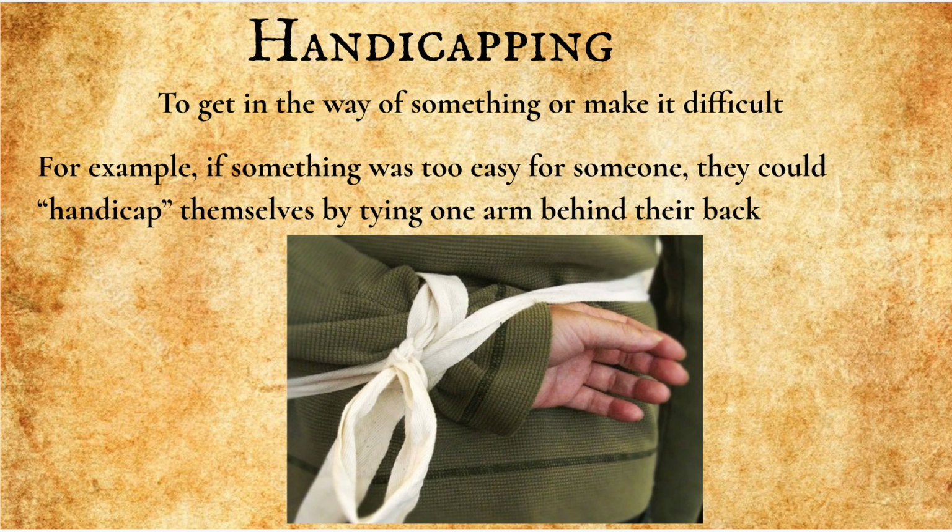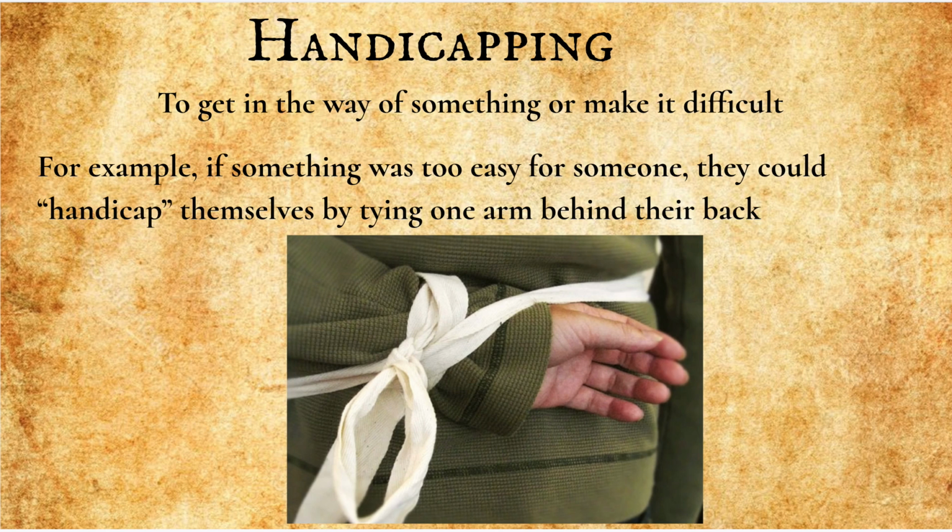And then this idea of handicapping, and that is to get in the way of something or make it difficult. For example, if something was too easy for someone, they could handicap themselves by trying to tie one arm behind their back. Somebody's saying, this is so easy, I could do it with one arm tied behind my back. This shows up a lot in sports when one player is really good at something and the other player may not be as good, so they'll attach some kind of a score penalty to one player to make it more of a fair game between the two of them.